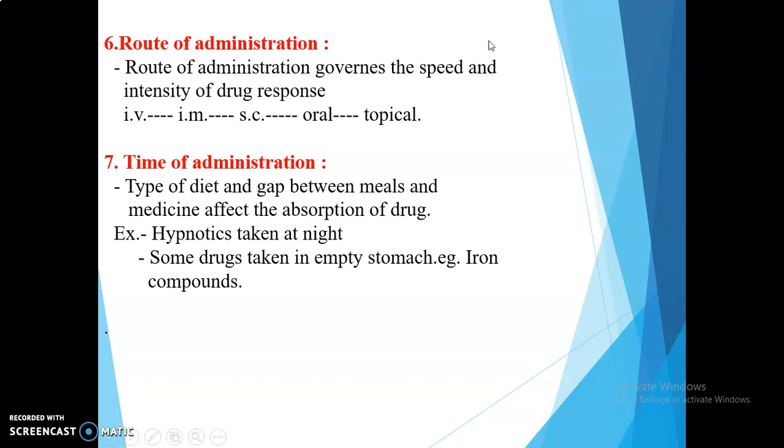Route of administration. Route of administration governs the speed and intensity of a drug response, that is, the onset of action as well as the amount required to produce the effect depends upon the route by which the drug is administered. For example, in case of the intravenous route, the dose is small as well as the onset of action is very fast. On the other hand, if a drug is administered by the topical or oral route, its onset of action is slow as well as the dose requirement is also high.